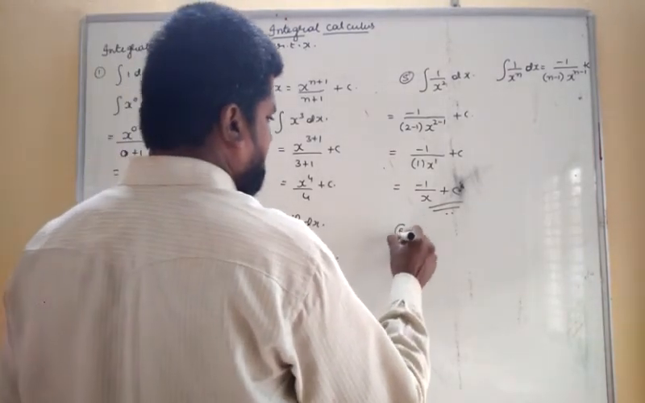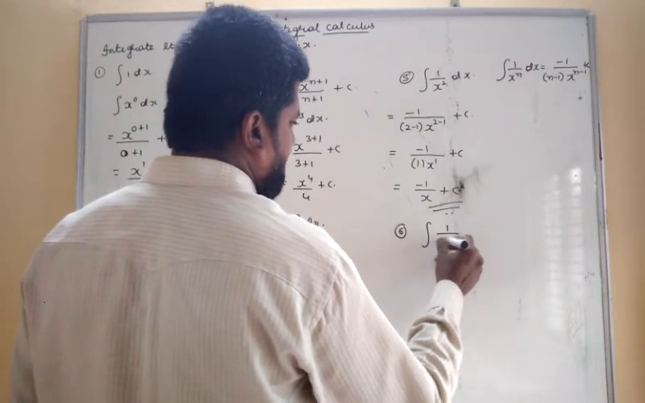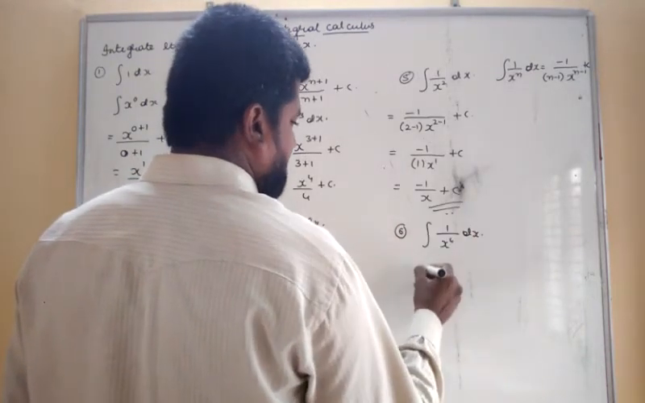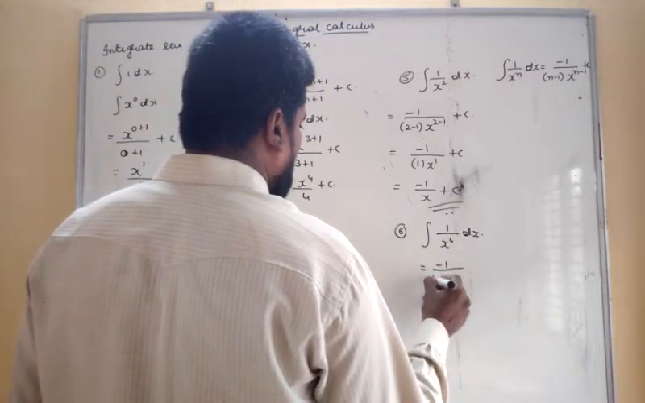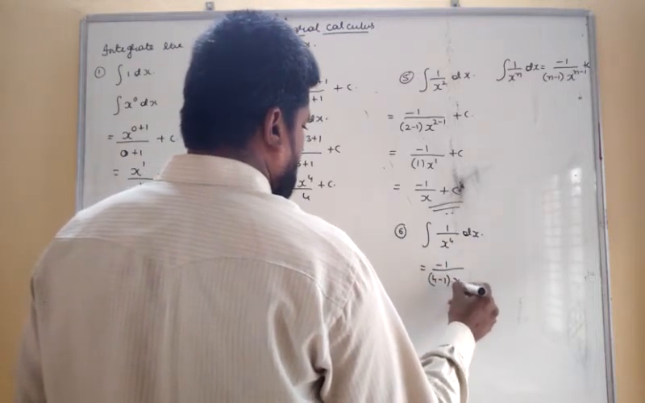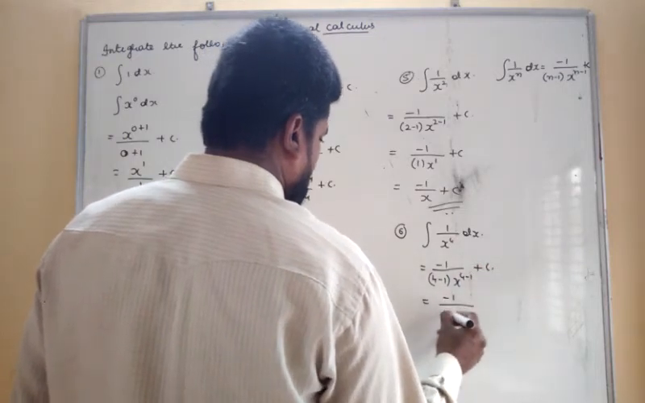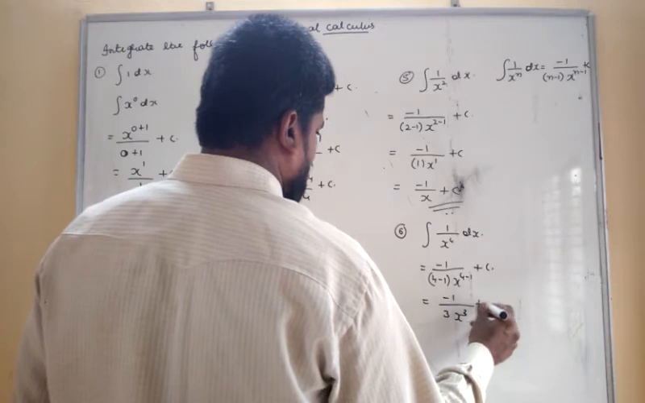Let us take the next one, integration of 1 by x to the power of 4 dx. If you apply that, it is equal to minus 1 by 4 minus 1 into x to the power of 4 minus 1 plus c, that is equal to minus 1 by 3 into x to the power of 3 plus c.